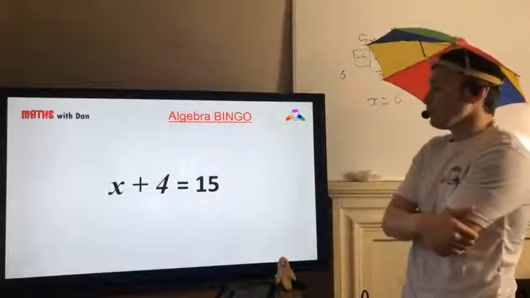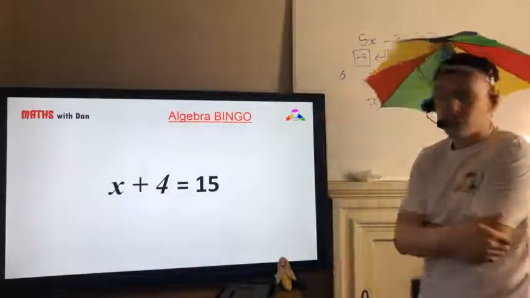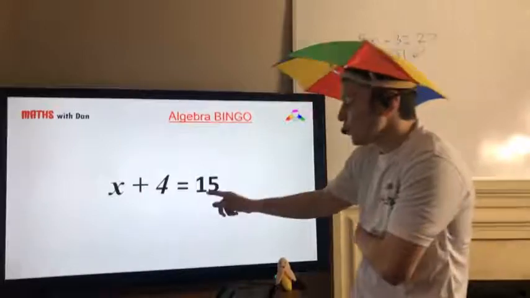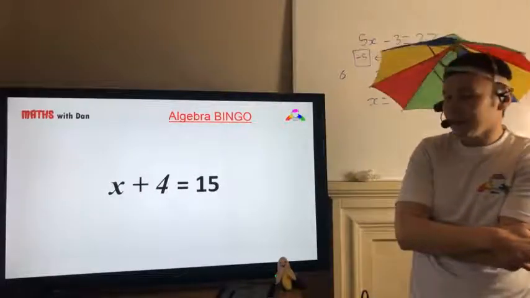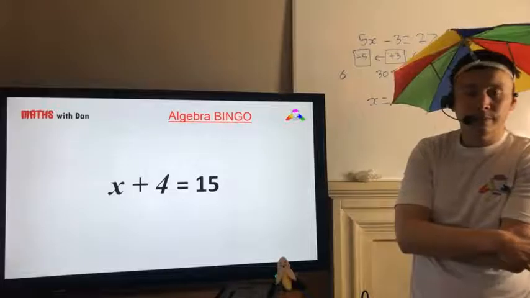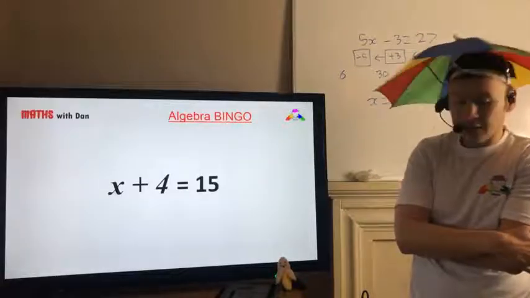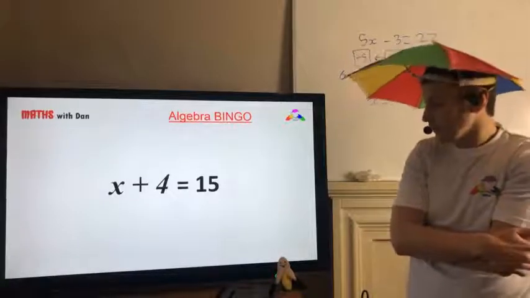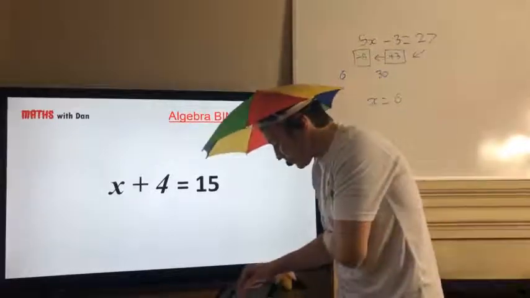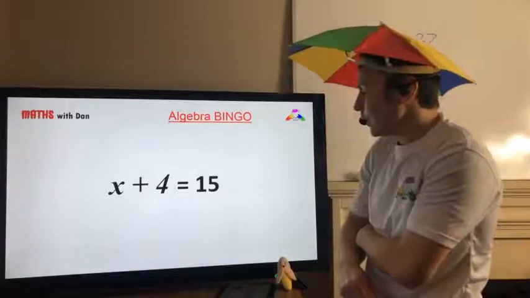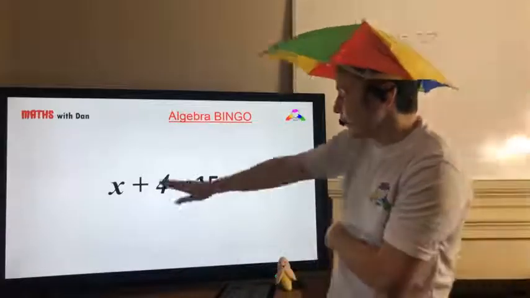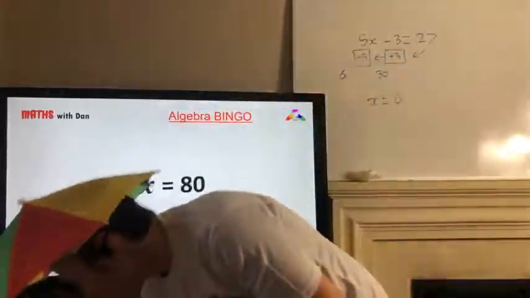Next one. X plus 4 equals 15. Something plus 4 equals 15. You can work backwards, remember. 15 take away 4. Easy, yeah. Just work backwards to solve it. Okay, nice work. So 11 for that one. 15 take 4 is 11.